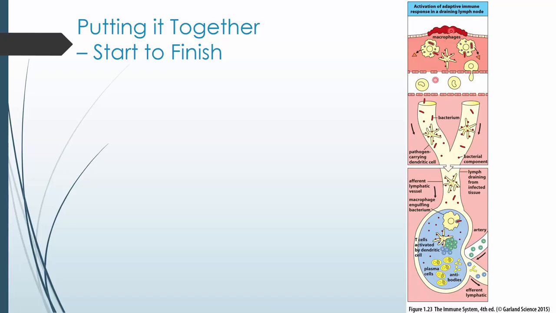So in this way, you start from the periphery with your innate response. If that doesn't work, you have the induced inflammatory response. And if that still doesn't work, you then employ your adaptive immune response to take out the pathogen because it's highly specific and it's more targeted.